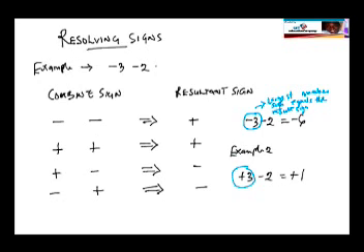We can take some more examples. Okay, let's take some more examples here. Example 3 here: minus 3x plus 4x. What will it be?